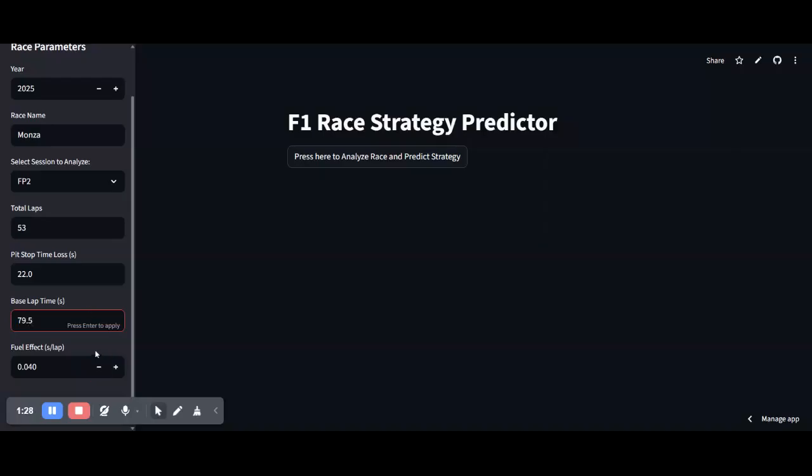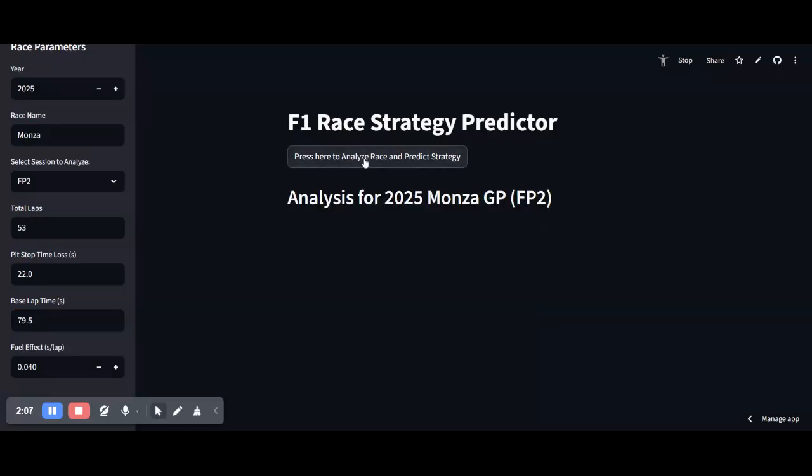And the fuel effect is basically the amount of time that we gain each lap because of the fuel loss. So since our car is getting lighter, our car basically gets a bit faster. So we try to add that time back to our calculation. Whereas the tire wears out and we lose time. So both balance out in our calculation. In that way, we can predict the optimum strategy. Okay, so next, let's click here to analyze race and predict strategy.